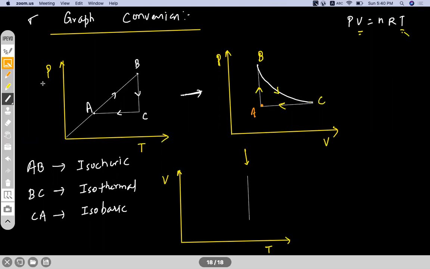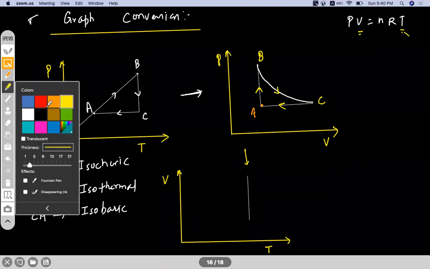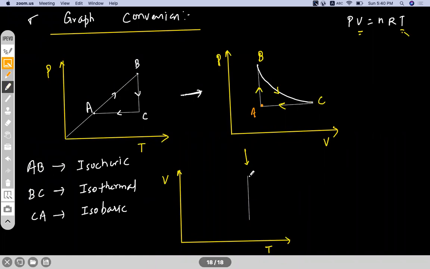Now we know this line is the B to C process. But where is B, on the top or on the bottom? On the bottom, okay. Chalo, we'll take it on the top first. If you take this on the top, then B to C, what happens? B to C, the volume is decreasing. You see here what happens? The pressure is decreasing. When pressure decreases, volume increases. So this assumption is not correct.